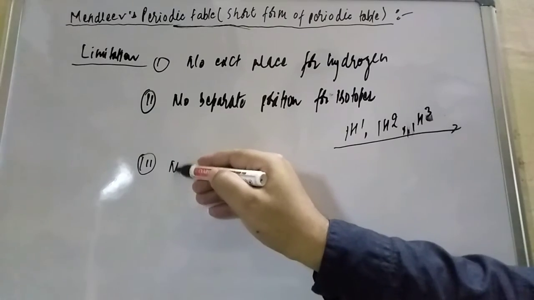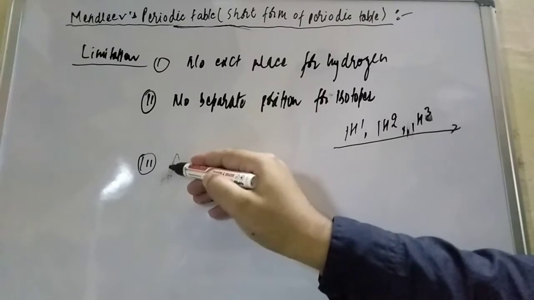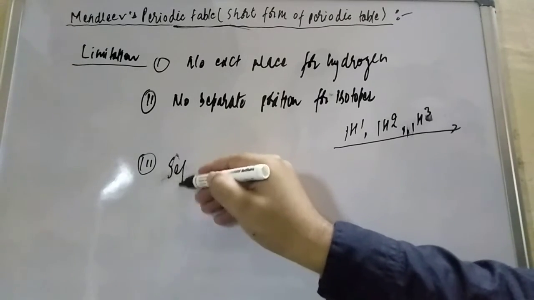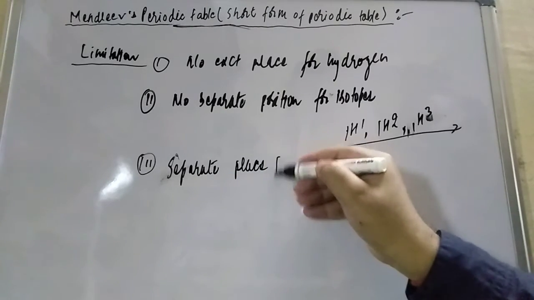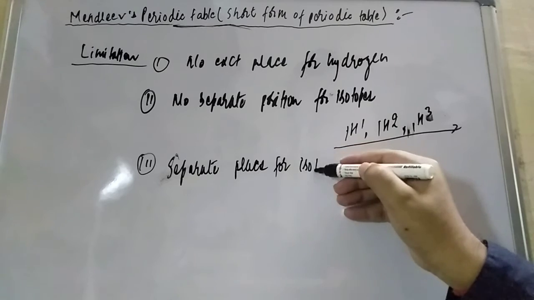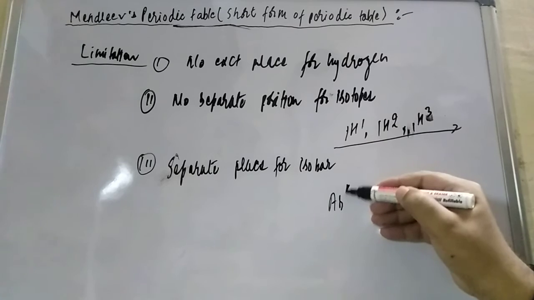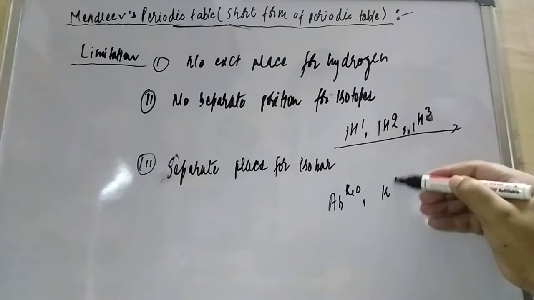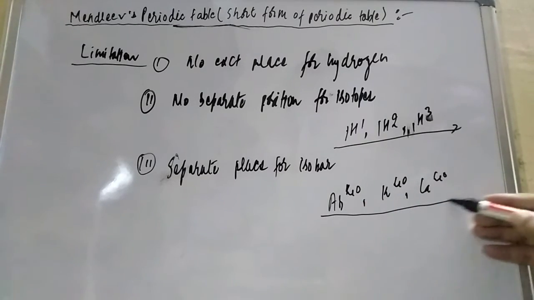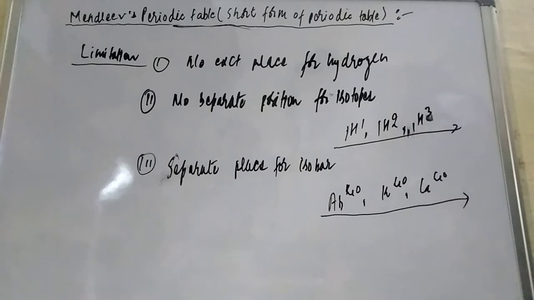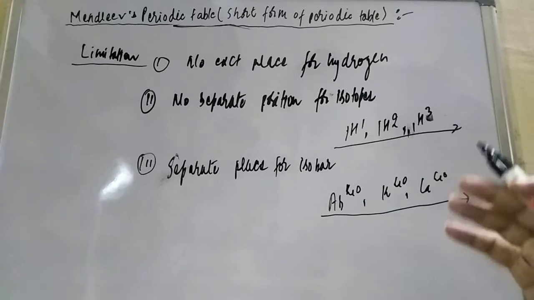Next, no separate place is given for isobars. Dear friend, what is an isobar? We know it means same atomic mass. Suppose argon is 40, potassium is also 40 and calcium is 40. They say elements are arranged in increasing order of atomic mass, so these elements having the same atomic mass should get the same place. But he kept separate places, and he did not explain that.